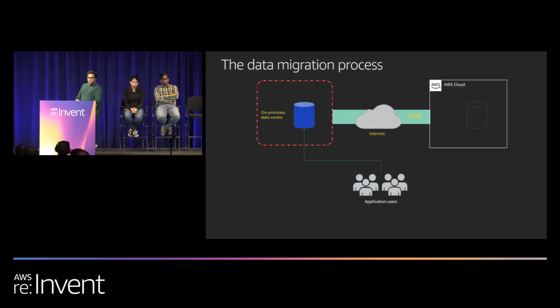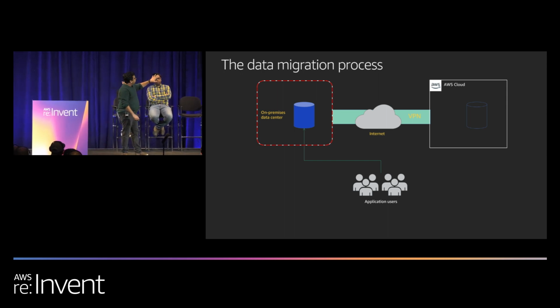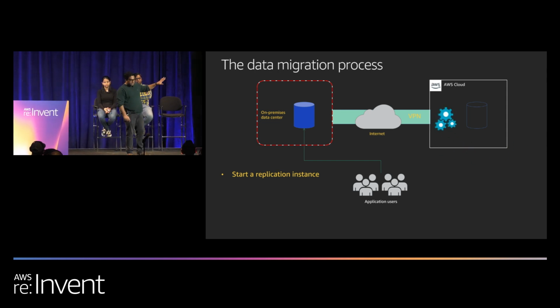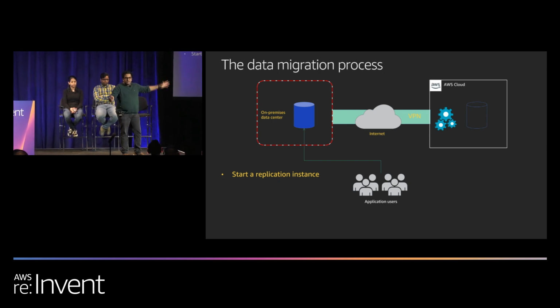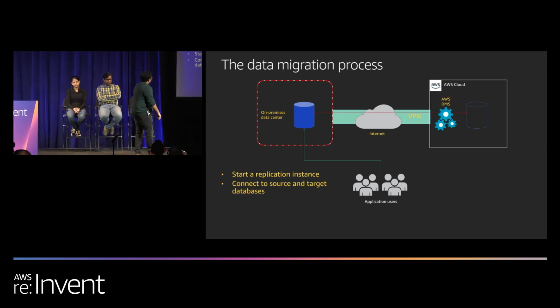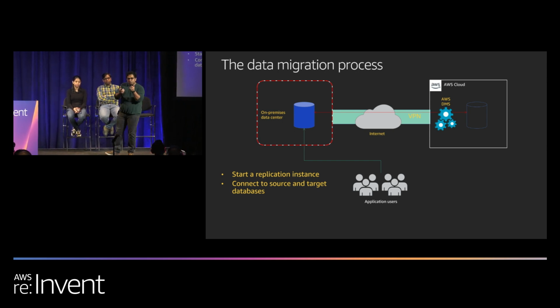So let's look at the migration process in general. Let's assume you have a set of application users connecting to your on-premises data center. You create a DMS instance in AWS, and that's the empty database. You could have SCT create an empty database, or you could have DMS create the tables by itself. Then you connect to the source and target. You create a couple of entities called the source endpoint and target endpoint, and you do a connection test.